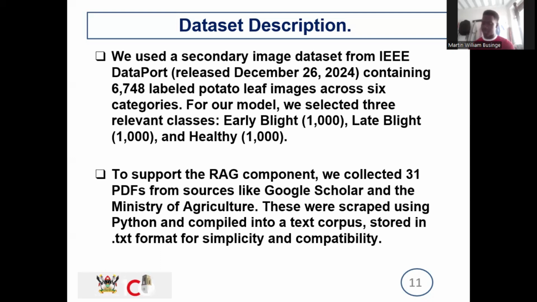For the RAG component, we collected 31 PDFs from different sources, and these included Google Scholar and the Ministry of Agriculture, Animal Industry, and Fisheries. Then we scraped them using Python, and we compiled them into a text corpus, which we stored in text format so that it can be easily processed by our model.